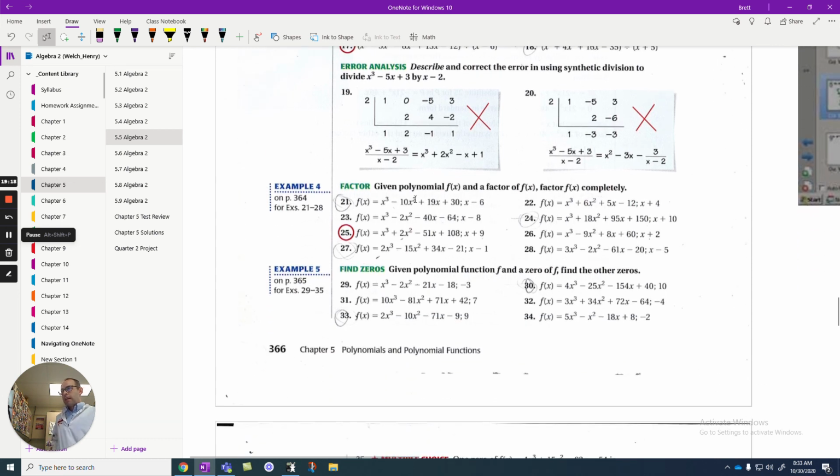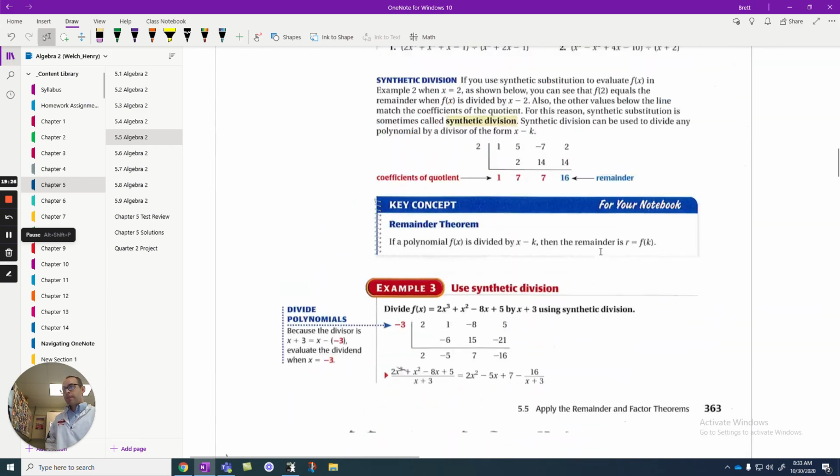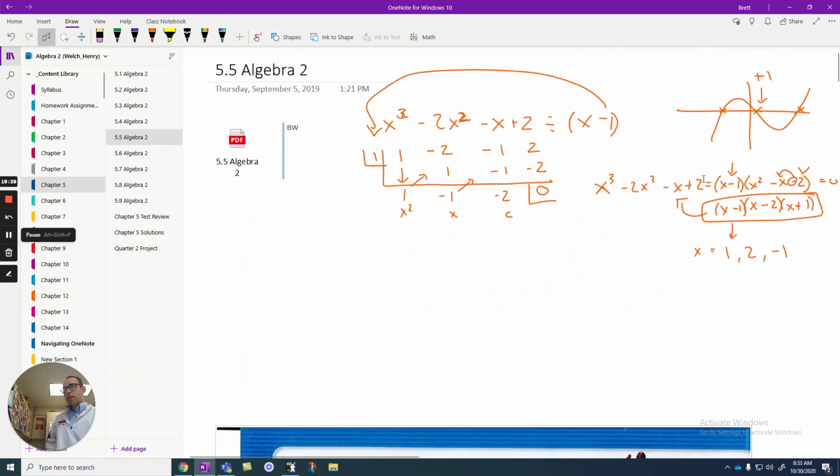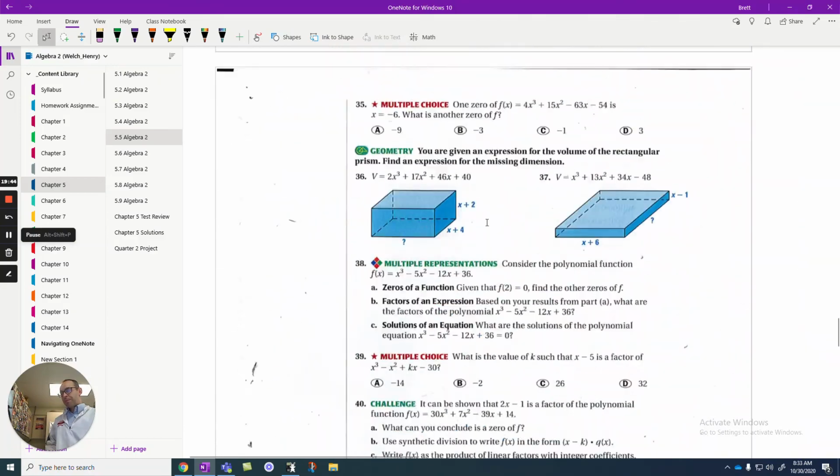Down here, it says factor completely. Factor completely is when our answers look like this box right here. This is factor completely. So for factor completely, we want the factors to be in parentheses.